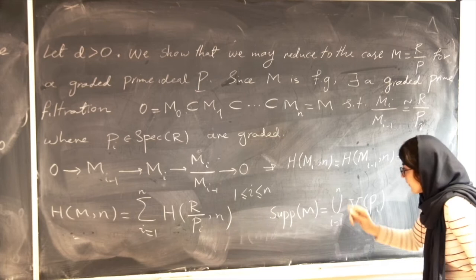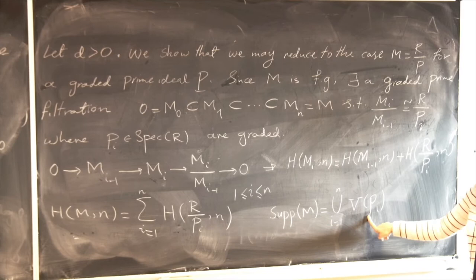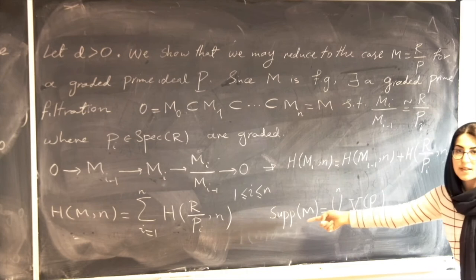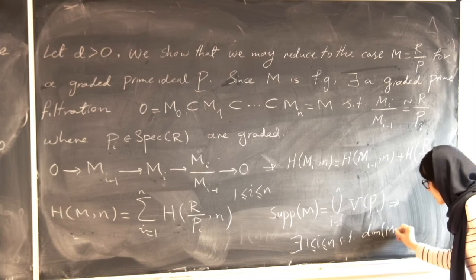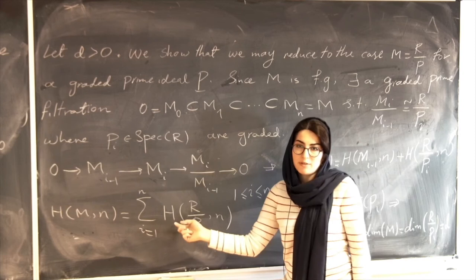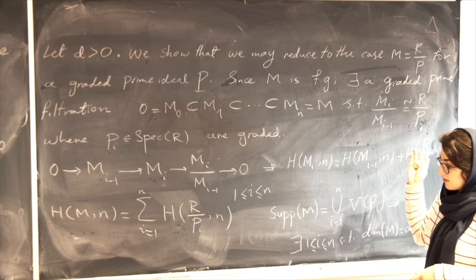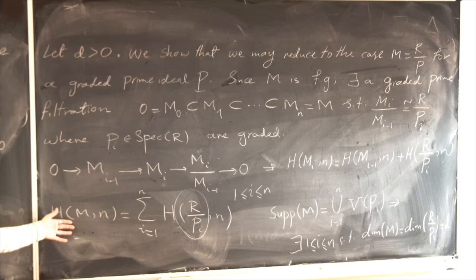Because these P_i are the minimal elements in the support, for sure at least one of them has this property that dimension of R mod P_i is exactly the dimension of M. So there exists i between 1 and n such that dimension of M is exactly the dimension of R mod P_i, which is equal to D. This guarantees that we have at least one polynomial here of degree D minus 1. So as I explained, the coefficients are non-negative, so it cannot be cancelled. So if we can prove the theorem for such rings, this equality shows that it is also true for M.